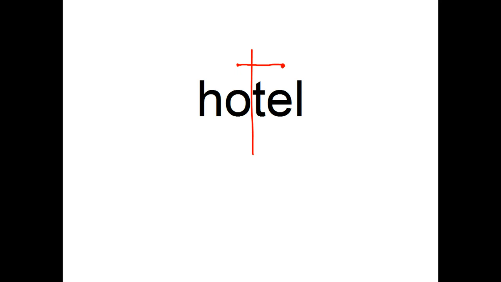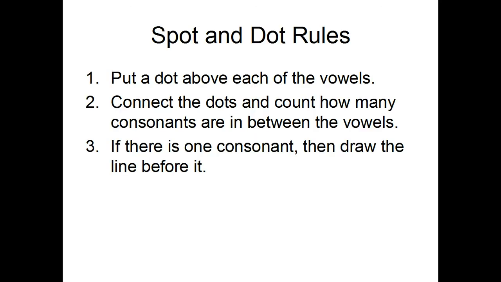So let's take a look at each of those rules again. The first step that we did was we put a dot above each of the vowels. The second step was to connect the dots and count how many consonants were in between the vowels. And the third step was if there was one consonant to draw that line before it. Tomorrow we're going to take a look and see what we do when there are two consonants.